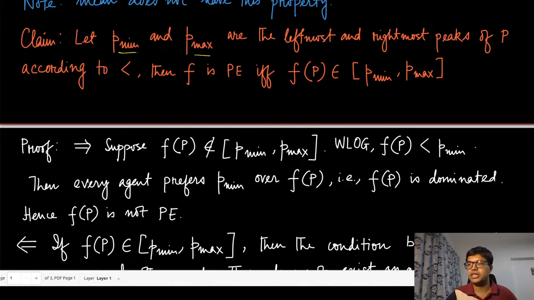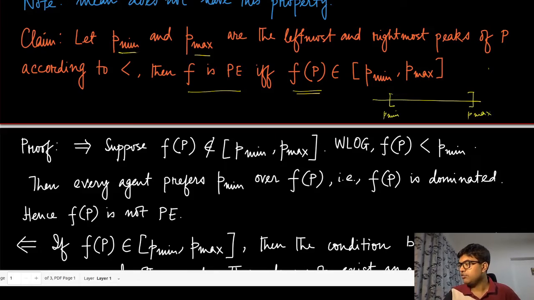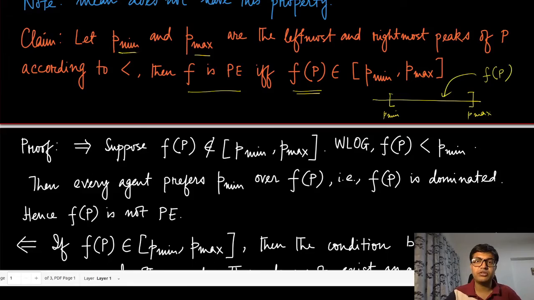we mean the common ordering over all these alternatives. So if they are the leftmost and the rightmost peak according to that common ordering, then F will be Pareto efficient if and only if the outcome of that social choice function lives within that minimum and maximum point. So to draw a picture, let's say P min was here and P max is somewhere above, and if you pick any f of p, that must lie somewhere in between. It can be the P max itself, it can be the P min also, but it will never be outside it.